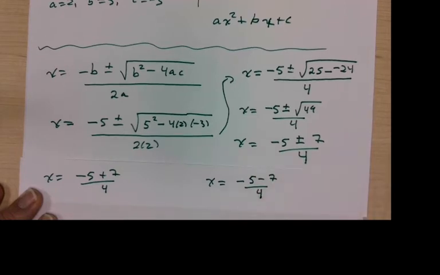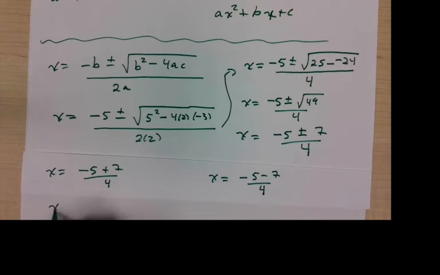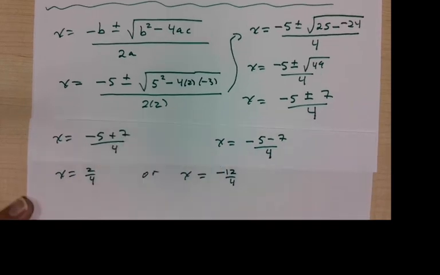So what do we get? We get negative 5 plus 7 is 2. x is 2 over 4, or negative 5 minus 7, negative 12 over 4. Well, 2 over 4 is 1/2. So x is 1/2, or negative 12 over 4, or x is negative 3. So our answer to that question is 1/2 comma negative 3.